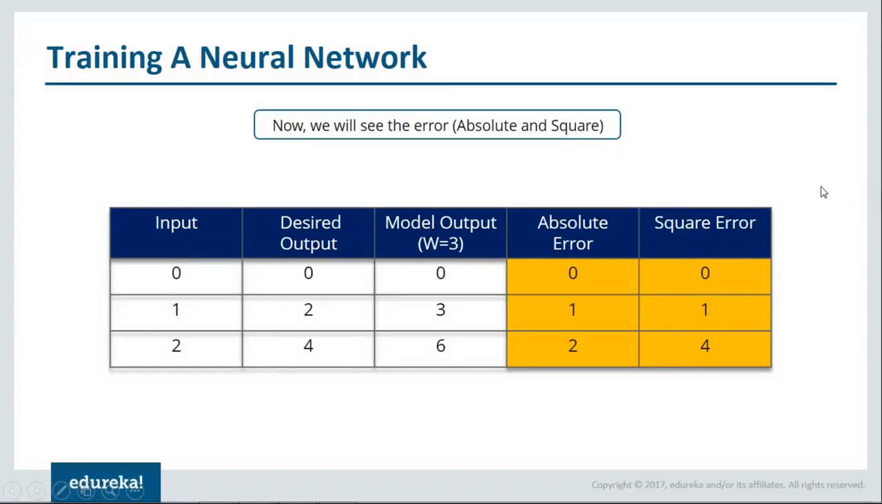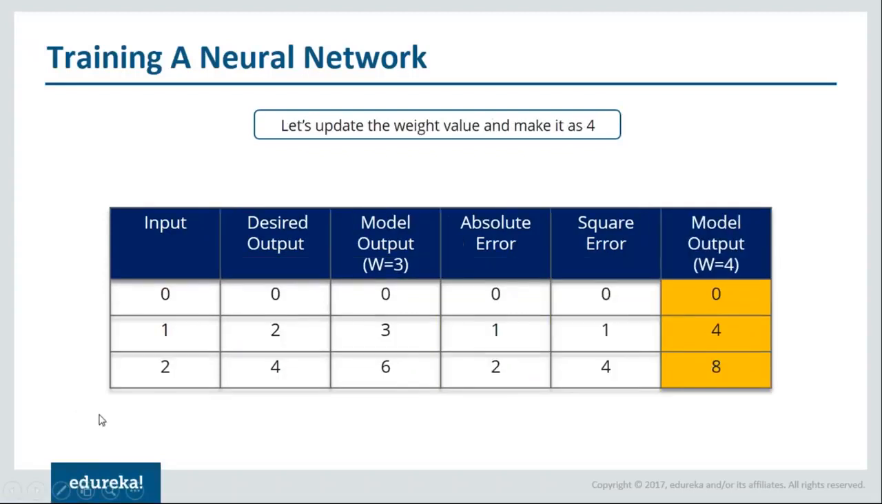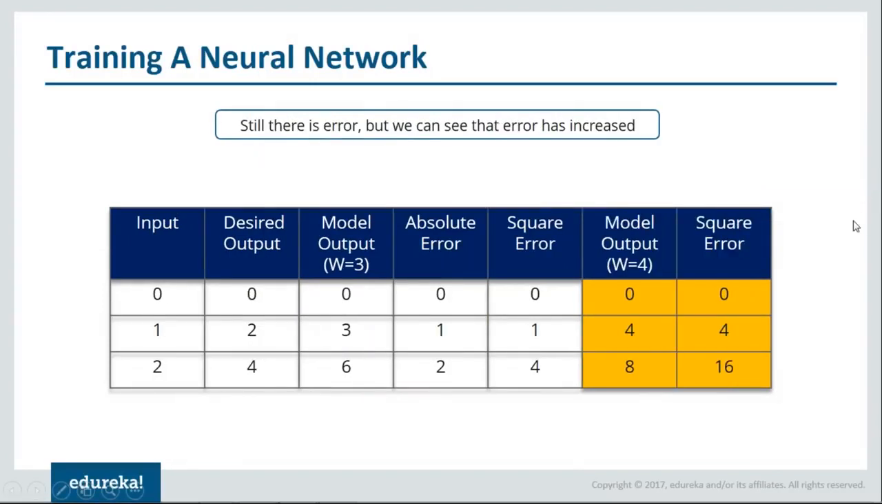We have seen that the output that we got is different from the desired output. So we need to update the value of the weight. Instead of 3, our computer makes it 4. After making the value 4, we get the model output as 0, 4 and 8. And then we saw that the error has actually increased. Instead of decreasing, the error has increased. You can see that the square error is now 0, 4 and 16, and earlier it was 0, 1 and 4. That means we cannot increase the weight value right now.